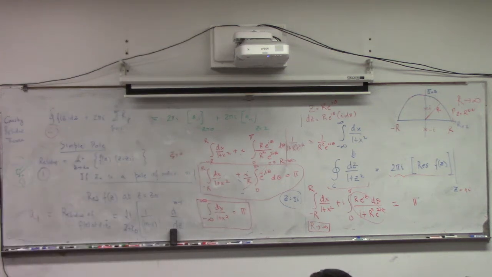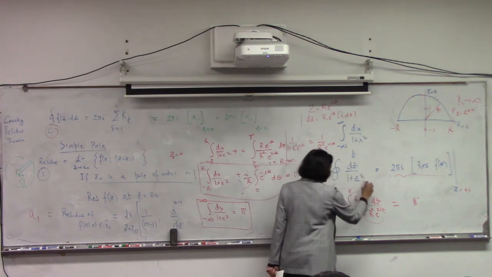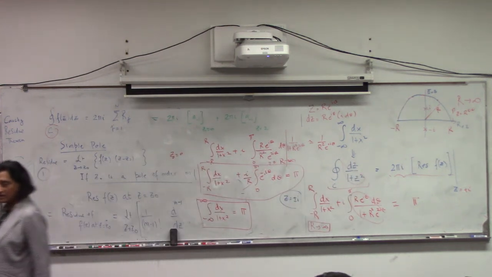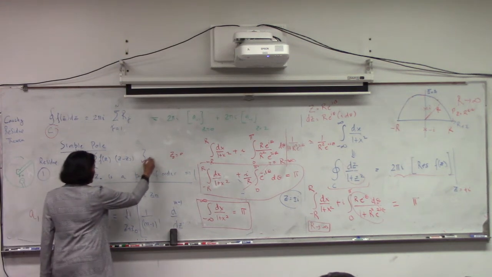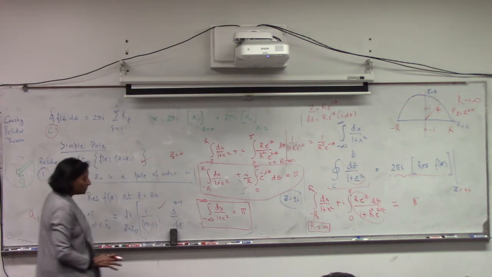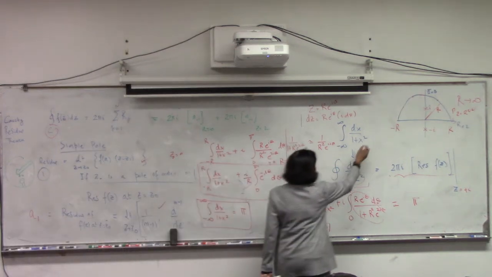Is this clear, the method? First you look at the integrand and examine where the singularities are, how many singularities there are, and the nature of the singularity, simple pole or multiple pole. If it's a simple pole, use the simple formula. If it's a pole of second order or higher order, use the other formula to calculate the residue. And choose a contour.